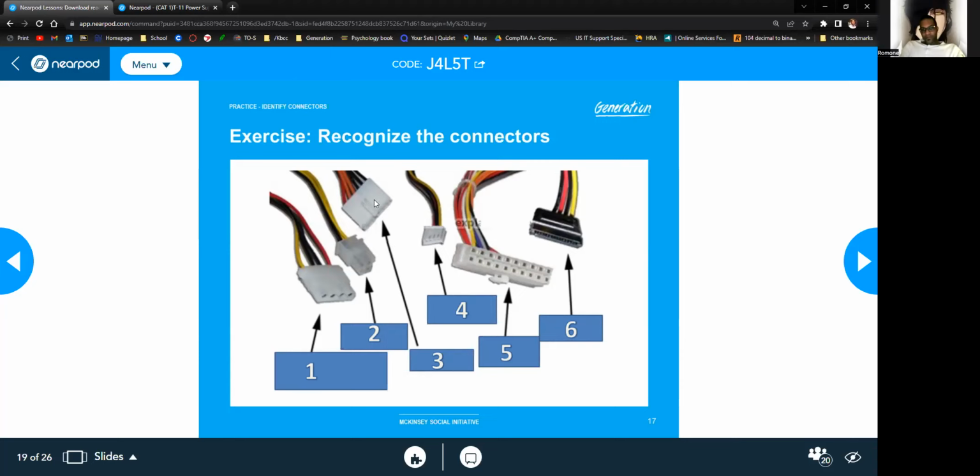But would it? Because I can't really see underneath it, and the Molex is kind of close to a D type. So I would say that 1 is the Molex.